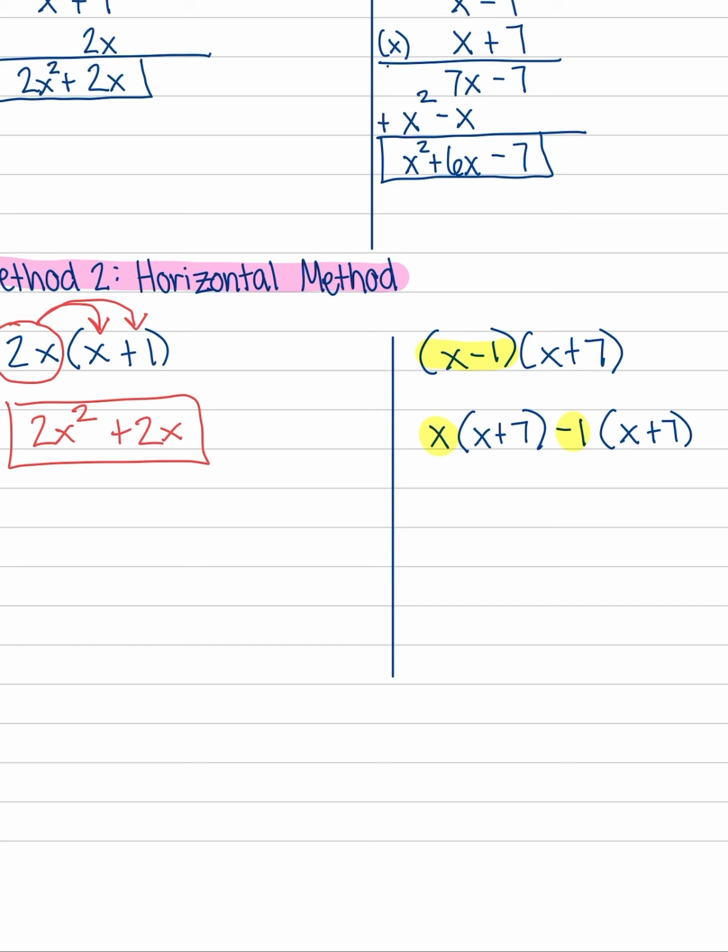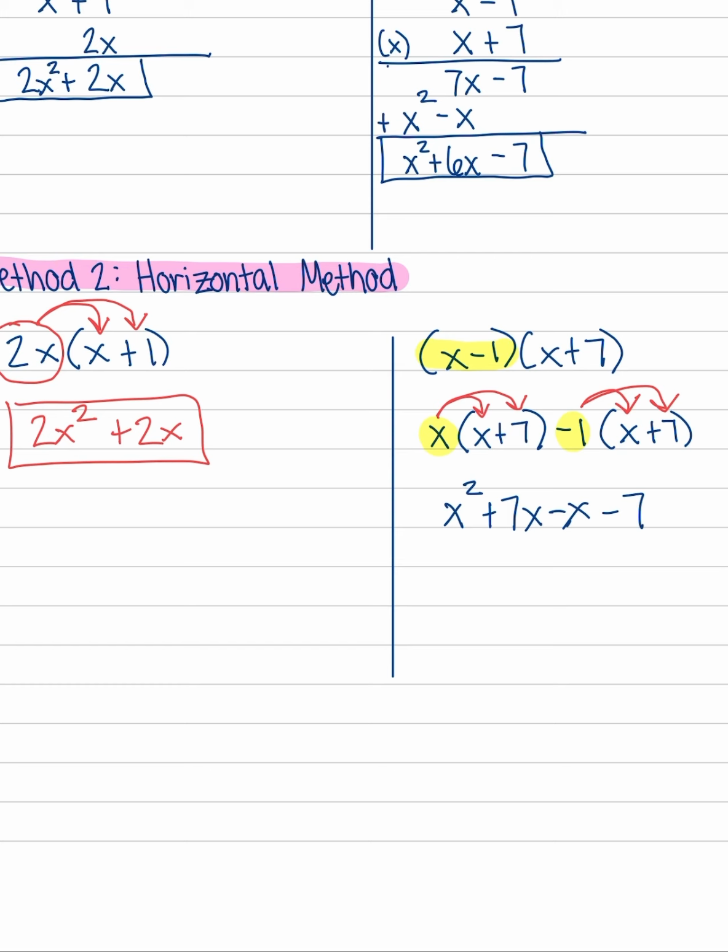So we're still distributing here, but all we did was break up that first parentheses so that we're doing our multiplication all the way through. I'm going to distribute the x term, and then distribute that -1. x times x gives me x squared. x times 7 gives me positive 7x. -1 times x gives me -x. -1 times 7 gives me -7.